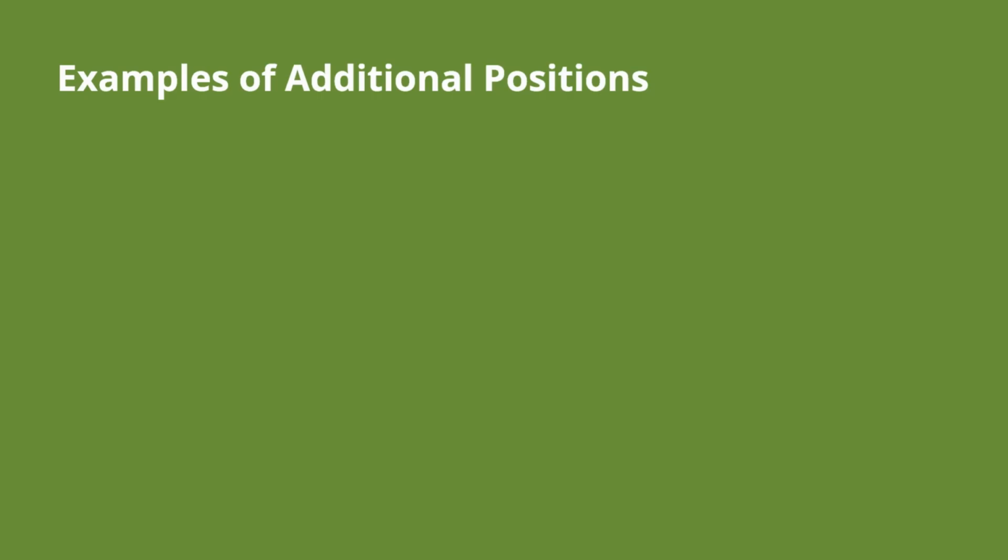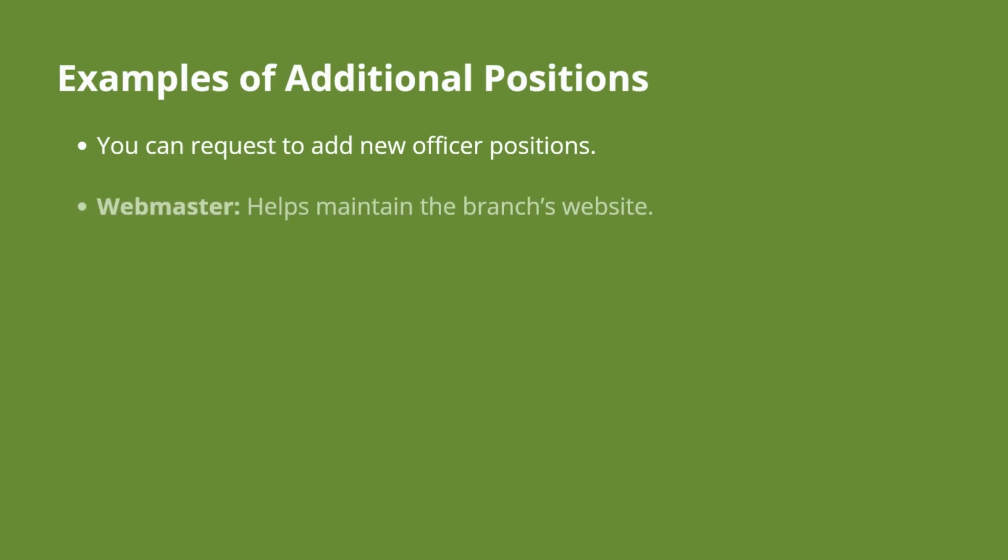Examples of additional positions. You can request to add new officer positions to your student branch as previously seen. Any new officer added will be granted access to all your student branch vTools. For example, a webmaster helps maintain the branch's website, and by adding them to your vTools, you can delegate tasks such as events reporting and IEEE web hosting, which are 2 more vTools that will be covered separately in this playlist. This position is already added by default to optionally fill it.